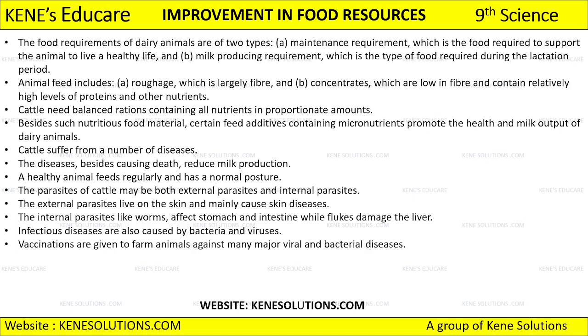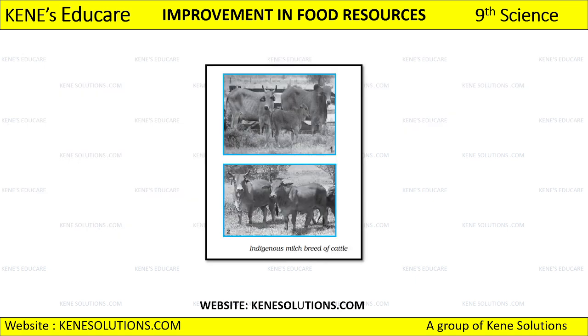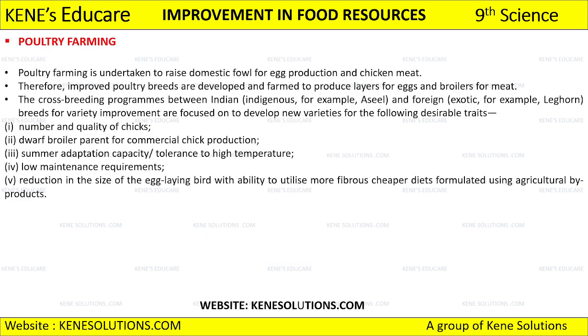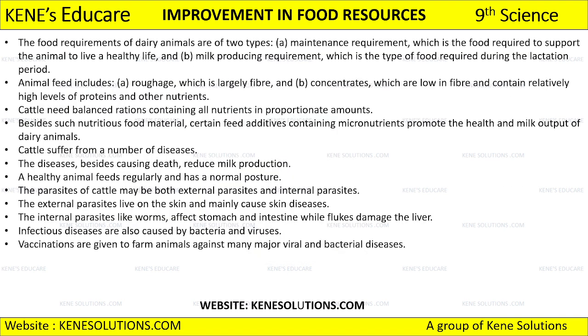Okay, for that, animals also have to take some vaccination so that we can prevent them from viral and bacterial diseases. So if you can see, these are the indigenous milch breeds of cattle. Milch breed of cattle means they are used for milk production, not for carrying out agricultural tasks. Okay, so I want you all to please write all the important points from here, and then I'll stop for the day.